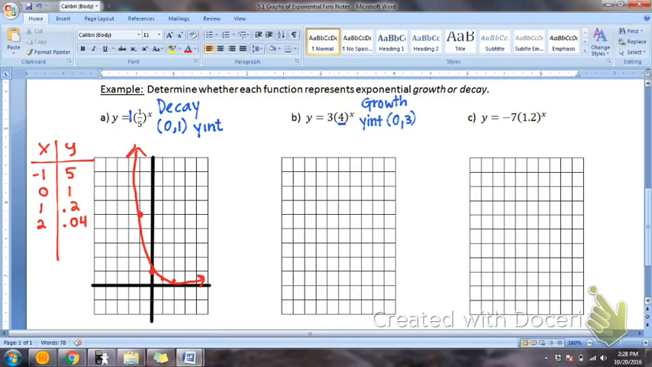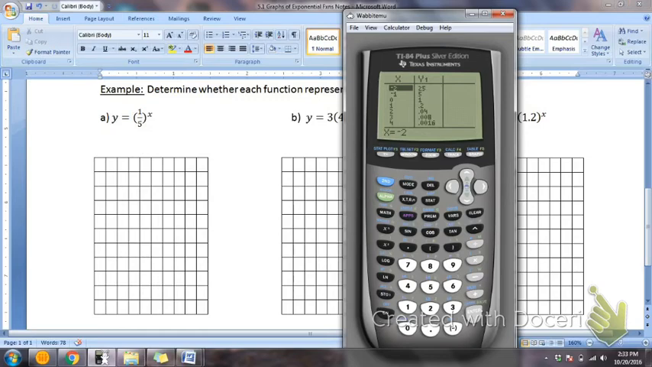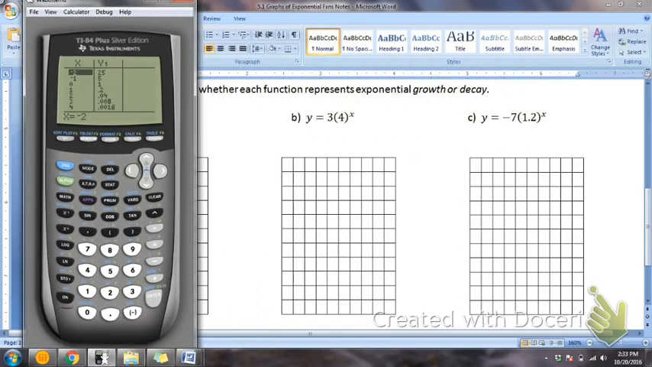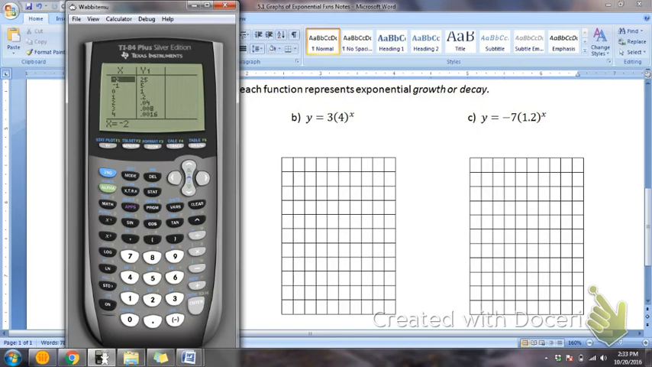Then we're going to use our calculator. And when we use our calculator, anybody have an idea how we're supposed to enter this into our calculator? 3 parentheses 4, okay. So you can either do 3 parentheses 4 or you can do 3 times 4. So if you do 3 times 4 raised to the x power, or you can write it just like it is, 3 parentheses 4 raised to the x power.